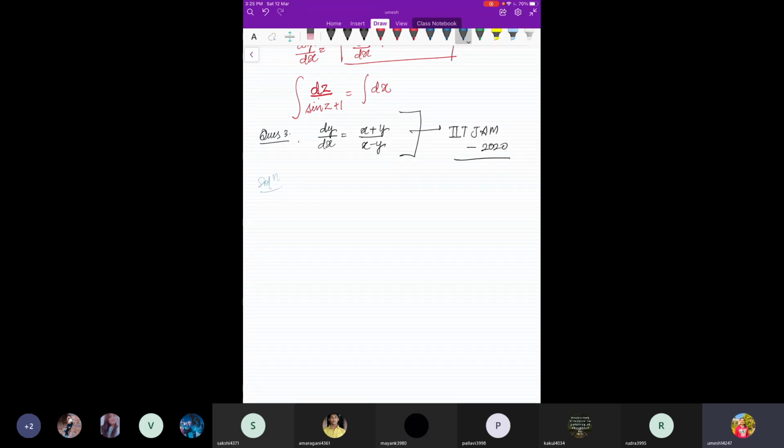So this is a homogeneous equation. We know that the power of all the variables should be the same, as I told you. That is only a homogeneous equation. So this is a homogeneous equation. We need to mention it.